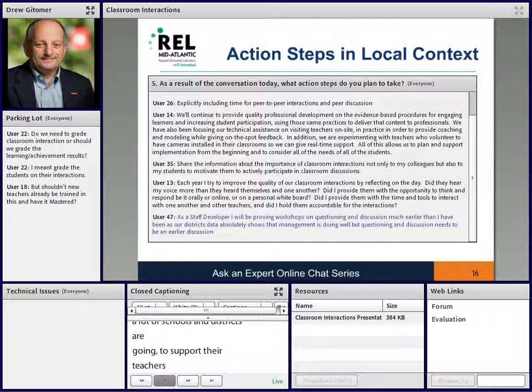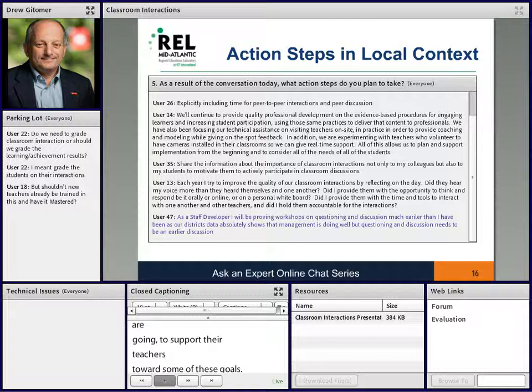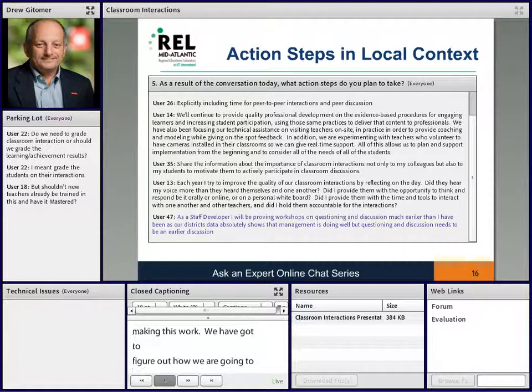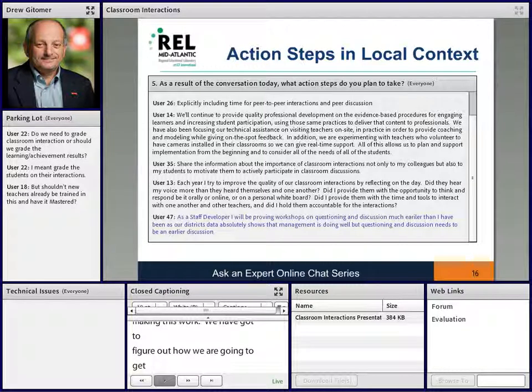Yeah, I think that's critical. It's a critical piece to making this work, and we've got to figure out how we're going to get resources and time and develop skills for those people who have that responsibility to do that sort of thing.